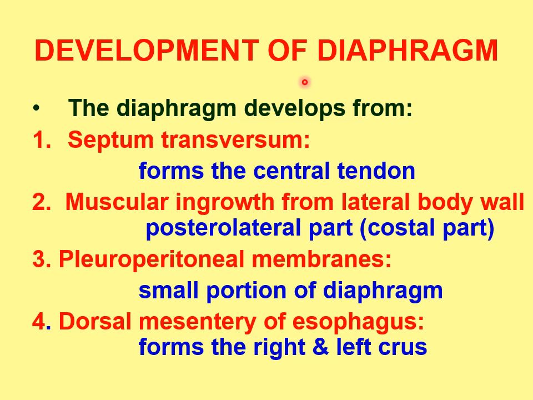So how it is developing, we will discuss today: the diaphragm develops by four sources. So there are these four important sources for the development of the diaphragm. Number one is the contribution of the septum transversum. The septum transversum forms mainly the central tendon of the diaphragm.